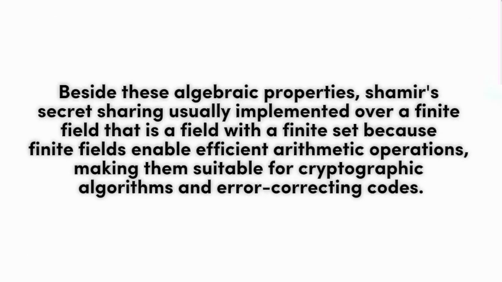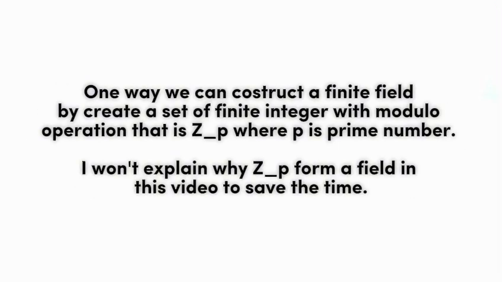Besides these algebraic properties, Shamir's secret sharing is usually implemented over a finite field. This is a field with a finite set, because finite fields enable efficient arithmetic operations, making them suitable for cryptographic algorithms and error-correcting codes. One way we can construct a finite field is to create a set of finite integers with a modulo operation, that is, the set Z_P, where P is a prime number. I won't explain why Z_P forms a field in this video to save time. We can now go back to the problem and implement this concept.